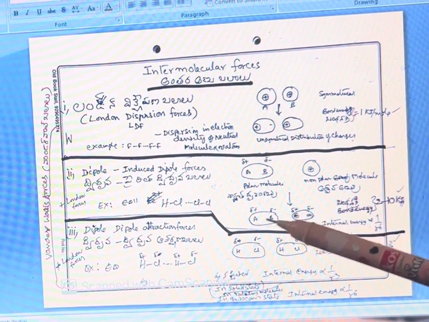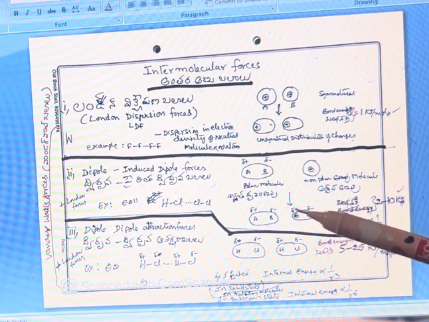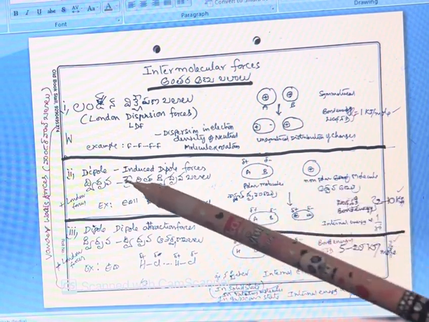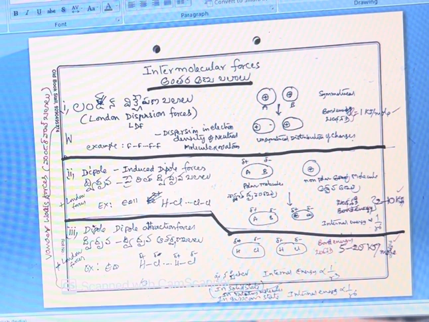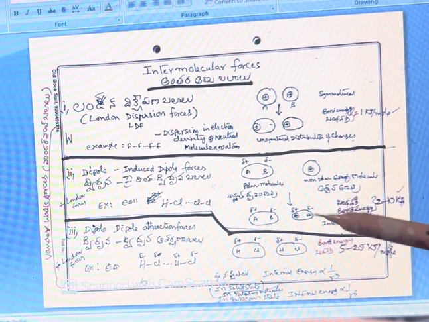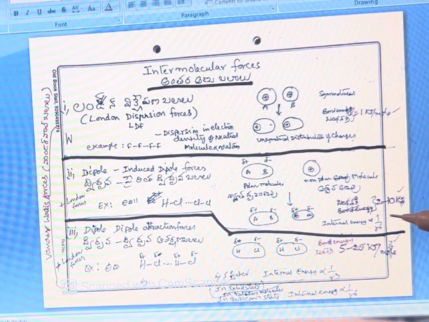So, there will be some attraction. The delta minus of the polar molecule and the induced delta plus of the non-polar molecule, there is some attraction. Such attraction is known as dipole induced dipole attraction. The internal energy is inversely proportional to r to the power of 6, the distance between the molecules to the power of 6. The bond dissociation energy is 2 to 10 kilojoules per mole. This is the weakest intermolecular force.